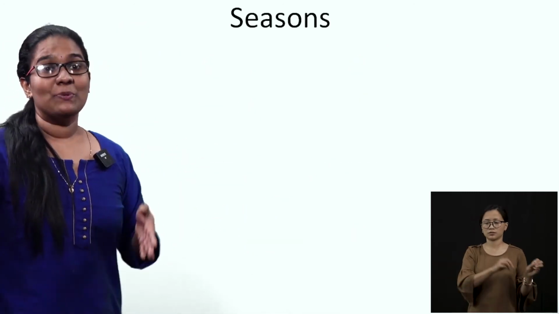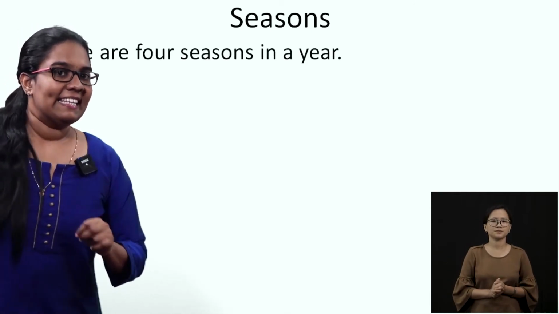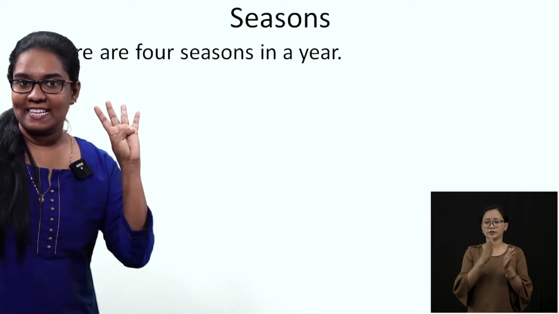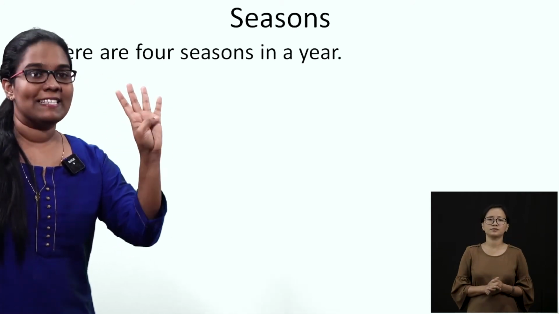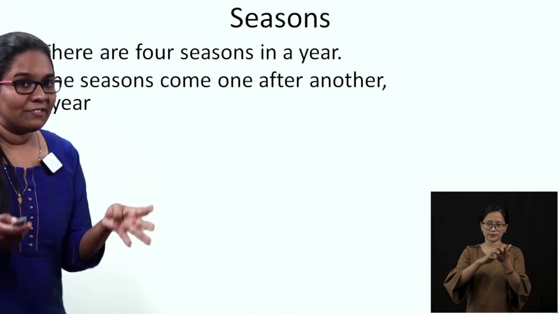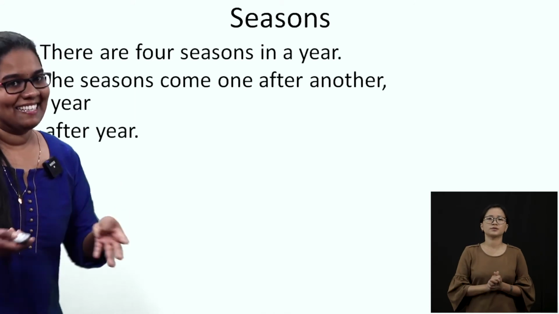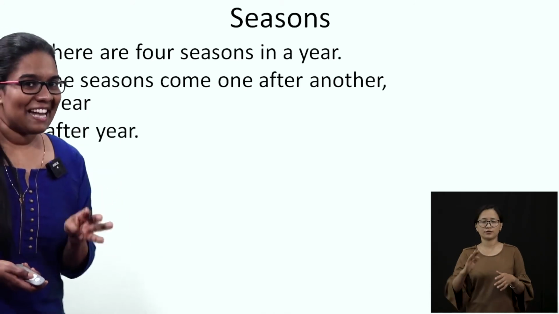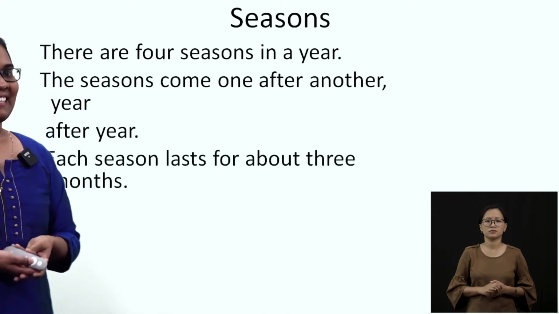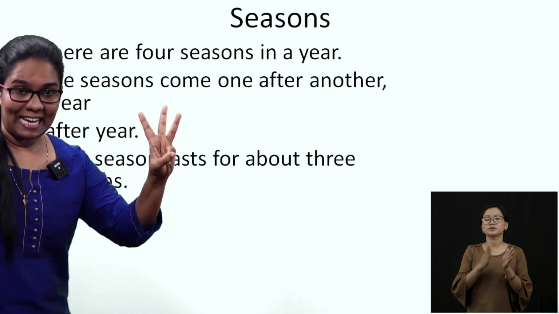Next we are moving on to seasons. There are 4 seasons in a year. How many seasons? 4 seasons in a year. The seasons come one after another, year after year. Then, each season lasts for about 3 months.